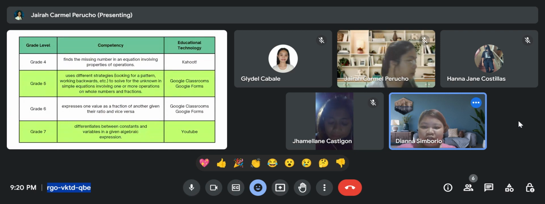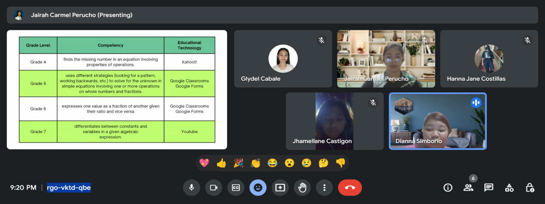So for the grade 7 level, we have YouTube, where the competency is to differentiate between constants and variables in a given algebraic expression. So the teacher can use YouTube so that the students can watch videos of how to solve algebraic expressions, and they can differentiate between constants and variables in a given algebraic expression.